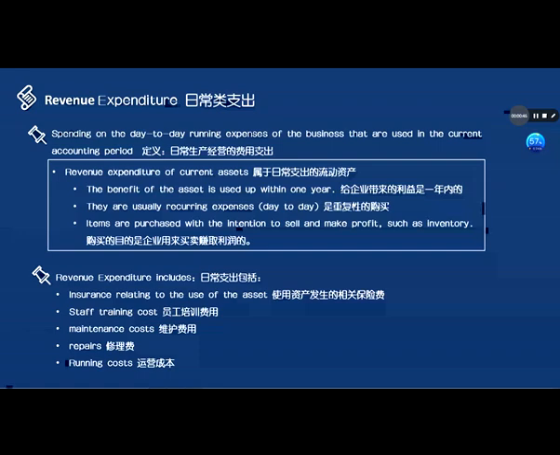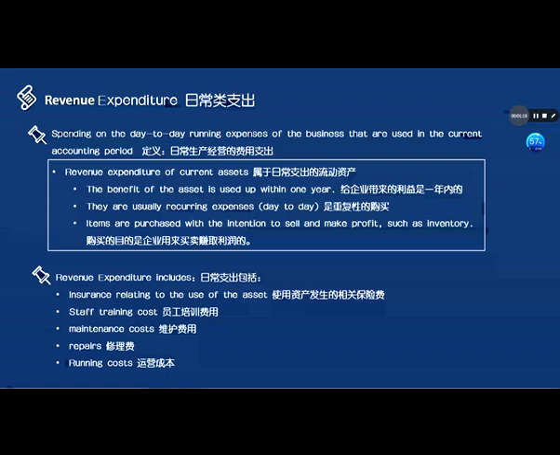First, the benefit of the asset is used up within 1 year. So we use it very often and it's running out very quickly, so we need to buy it again and again. It's usually a recurring expense, also called a day-to-day expense. So we buy this kind of asset not to keep it. We just use it, right? And it's running out very quickly.